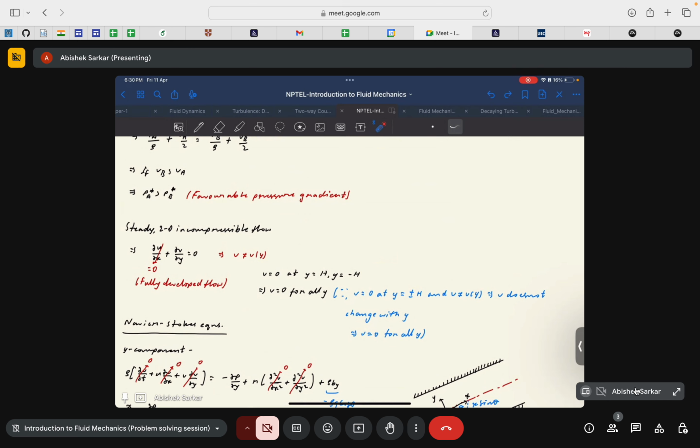So we do not explicitly say that there is no y component of velocity, but because of the boundary conditions and the fully developed flow assumption, this y component of velocity, that is v, becomes 0.